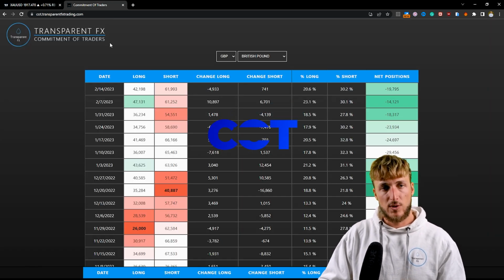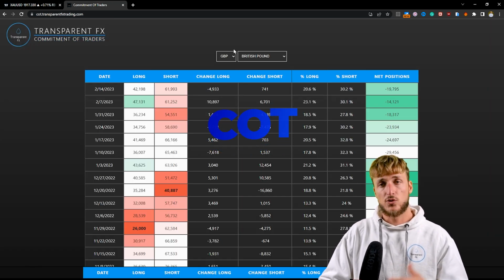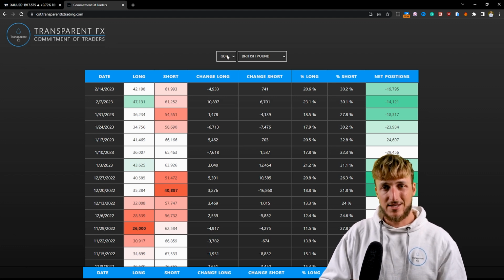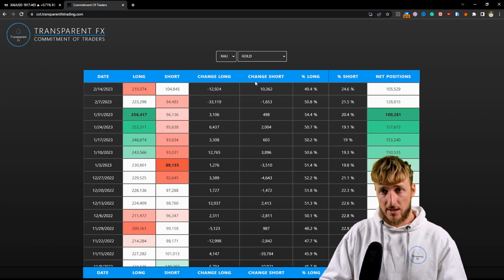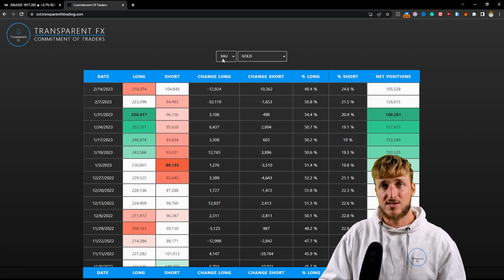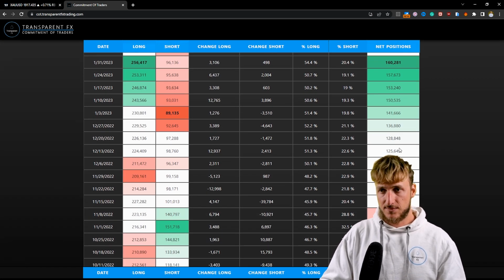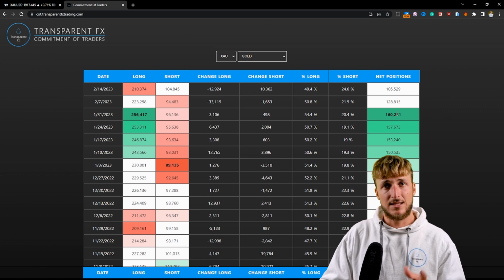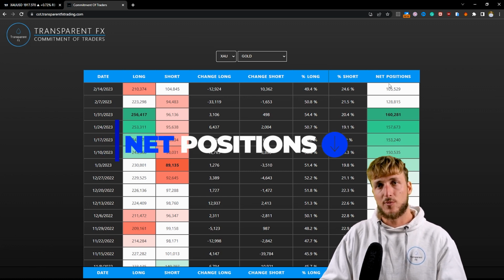Now, if we go and see what we have when it comes to the commitment of traders, so what the non-commercials and the biggest institutions at the moment in the market are doing and how they're moving their orders, and we check specifically gold, what we can see is that with the last reports, at least in the short term, net positions have been decreased.